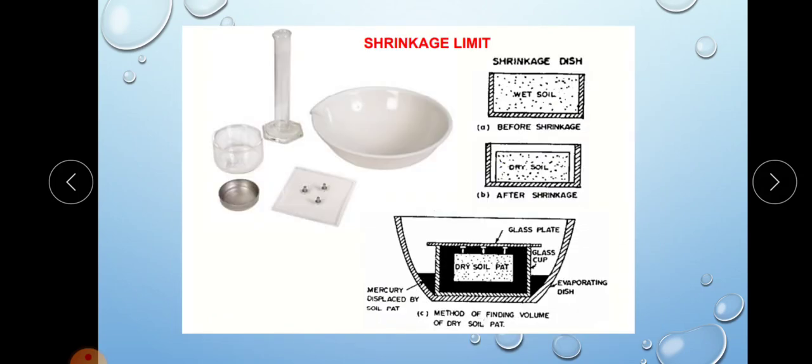Next, we can discuss the shrinkage limit. So what is shrinkage limit? Shrinkage limit is the smallest water content at which the soil is saturated. It is also defined as the maximum water content at which the reduction of water content will not cause a decrease in the volume of the soil mass.